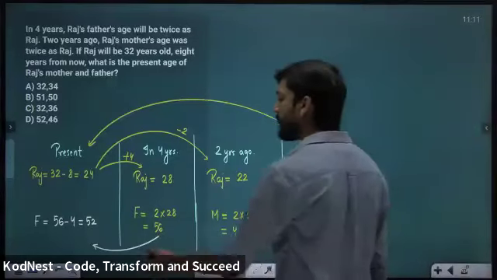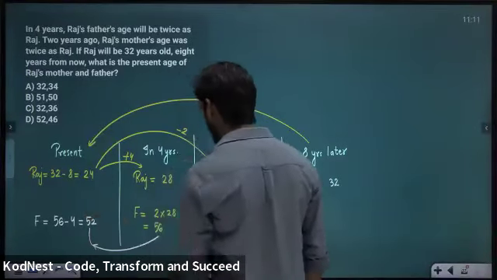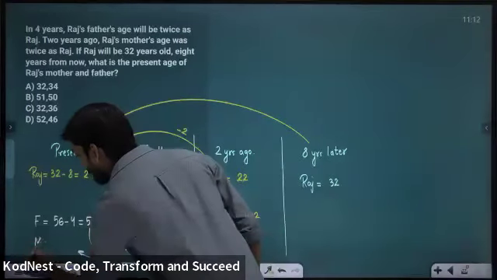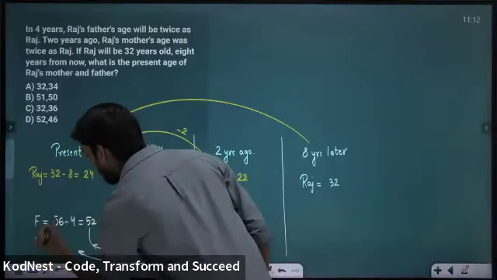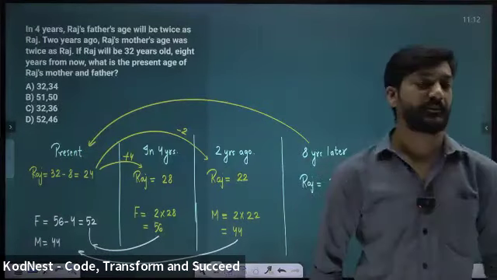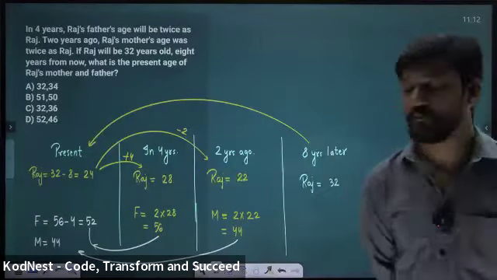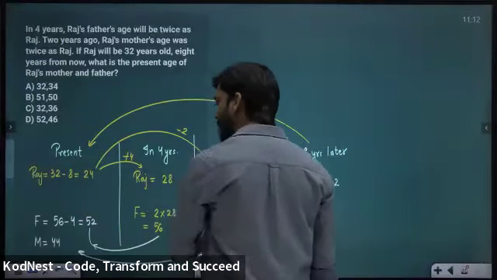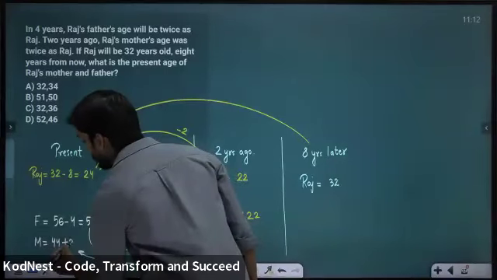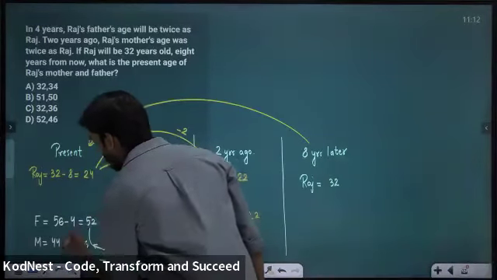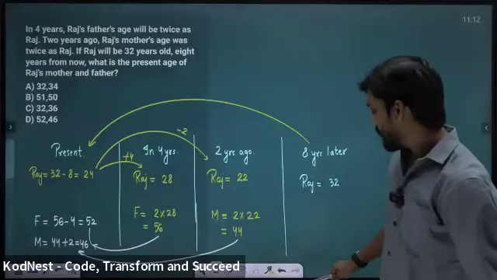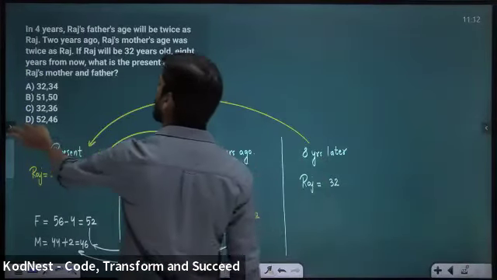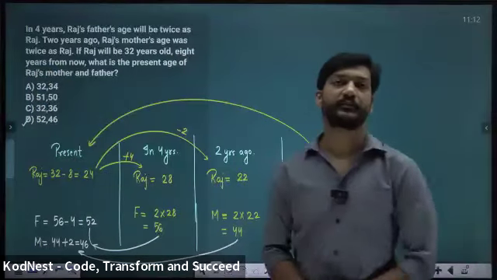All right. Now tell me about the mother. 44 plus or minus? Plus, because this is past, this is present. Present will be greater than the past. So 44 plus 2, 46. So this way we have got the present ages as 52 and 46. So 52, 46, D option is correct.